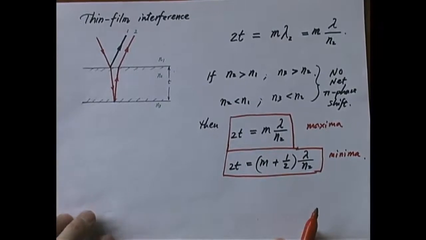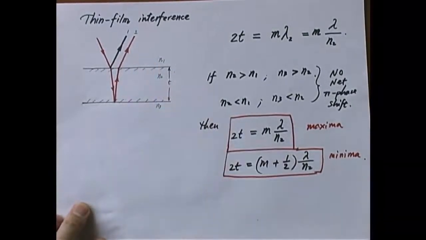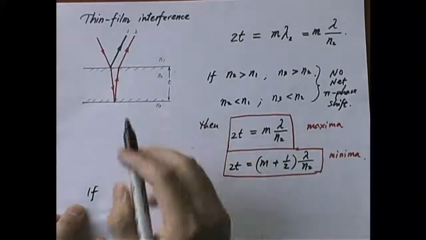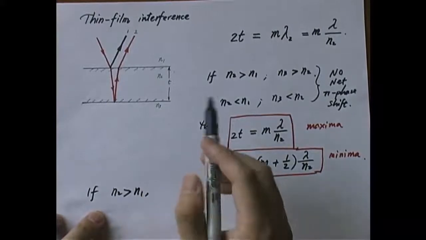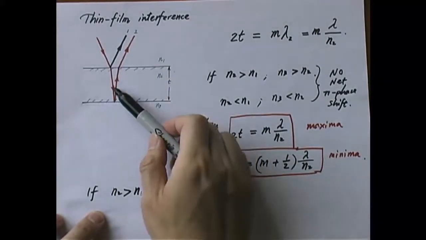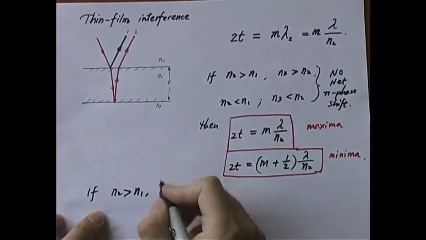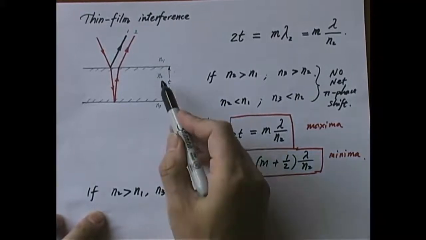Now, it is also possible we can have a net pi phase shift. This happens, for example, if there is a pi shift here but not there. When does that happen? If you have one here but not there, which means n2 is greater than n1, and n2 is also greater than n3 because you don't want any pi phase shift there. So n2 is greater than n1 and n3, in other words, n2 is the largest.